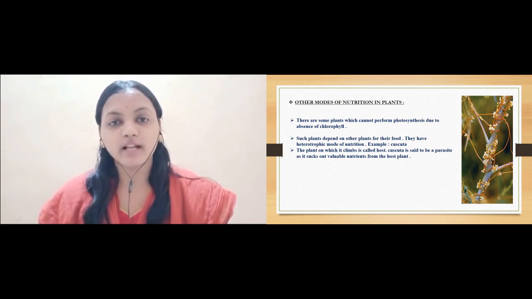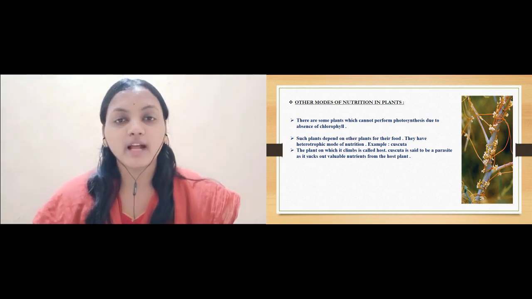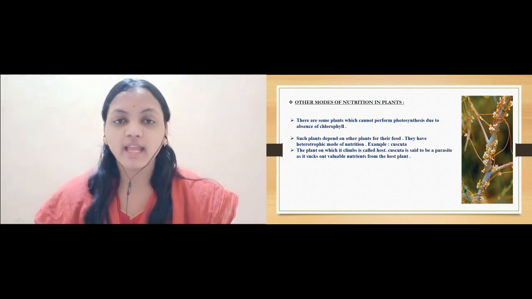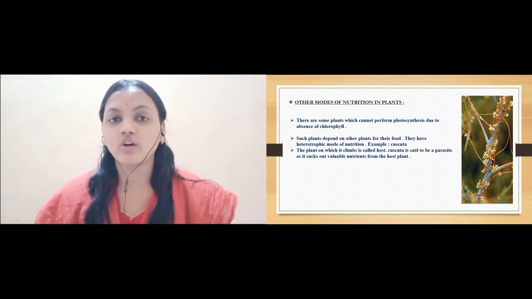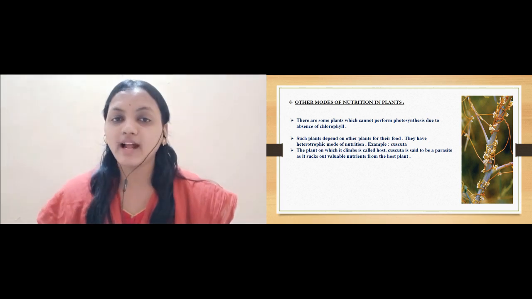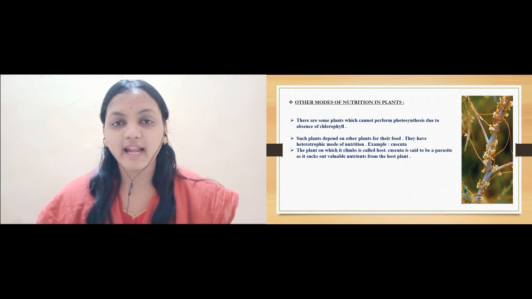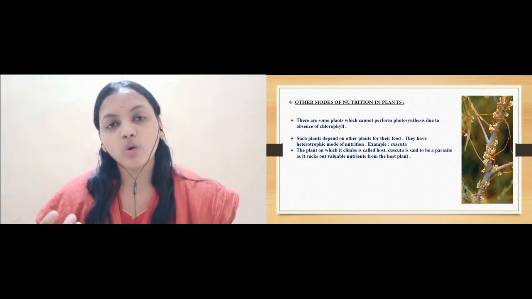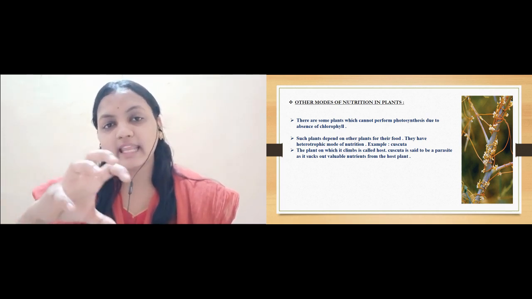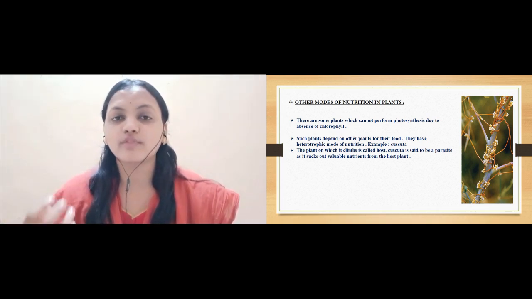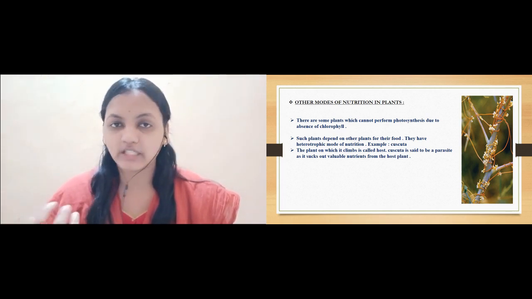So this Cuscuta plant is living on the plant which we call the host, and the plant itself which is living on the other plant is called the parasite. Which is the host plant? The plant on which this Cuscuta lives, and parasites are those plants which depend on other plants for their food. These parasite plants take out all the nutrients from the host plant.